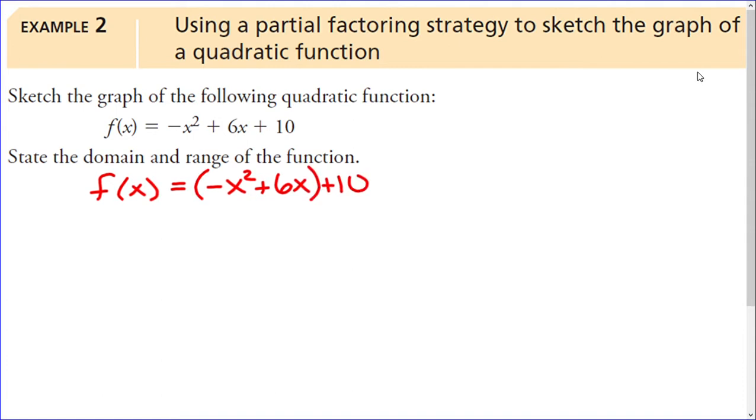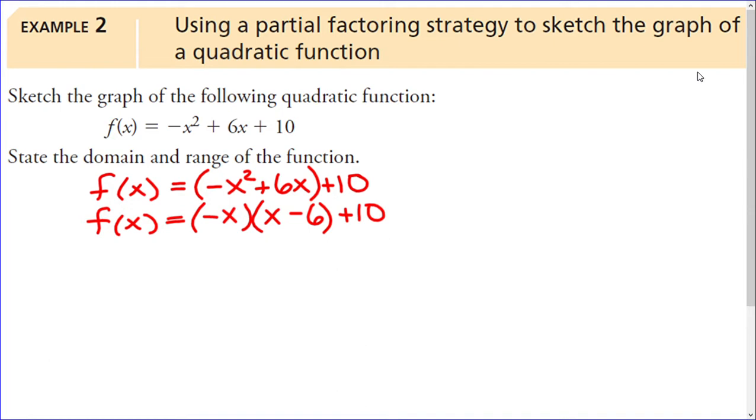The first two terms, what do they have in common? Well, they've got an x in common. So I'm going to factor out an x from these terms, and really I'll take out the negative. So if I factor out a negative x, I have x minus 6 left over, plus 10.